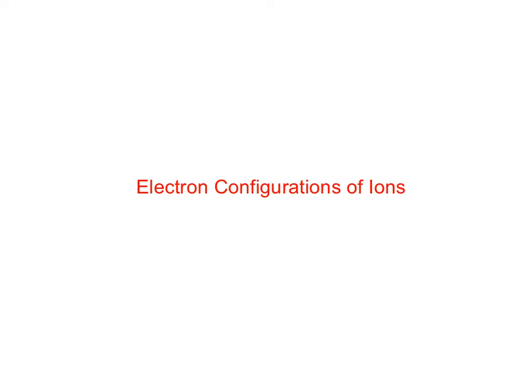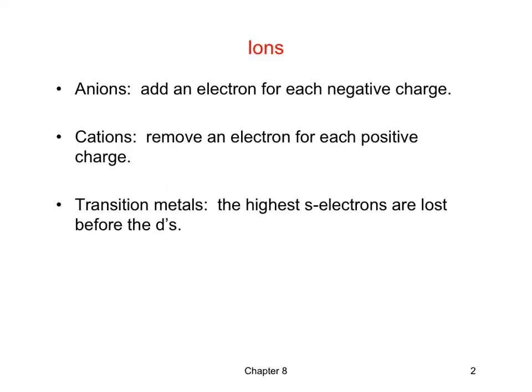In this video, we're going to talk about electron configurations of ions. To this point, we've been doing neutral atoms, but ions really aren't any different. We just have to make sure we have the correct number of electrons. So when we're doing ions, for anions, so ions that have a negative charge, for every negative charge we have, we add one additional electron. For cations, for positively charged ions, for every positive charge, we take away an electron.